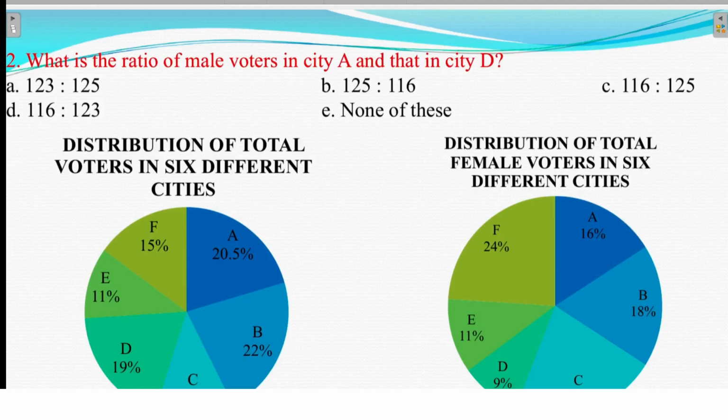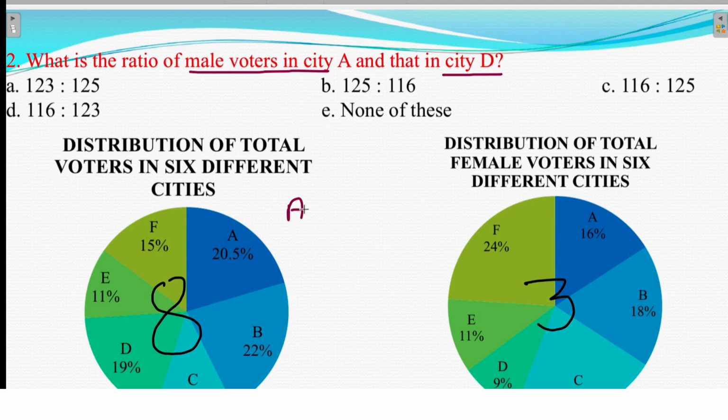Second question. If you see, I told you again, whenever you take this diagram data, 8, we have to multiply. Here 3, you have to multiply. So the original number will be 4,000. I need to find out total male voters in A and total male voters in D. What is the ratio of male voters in city A to city D?